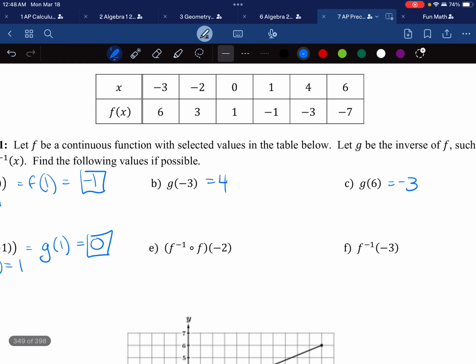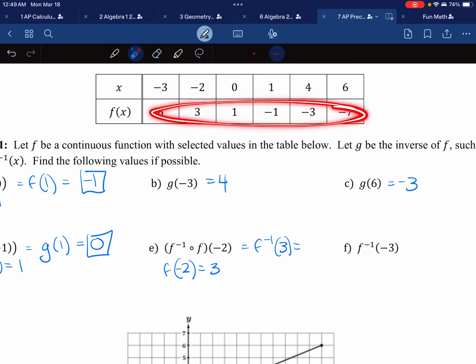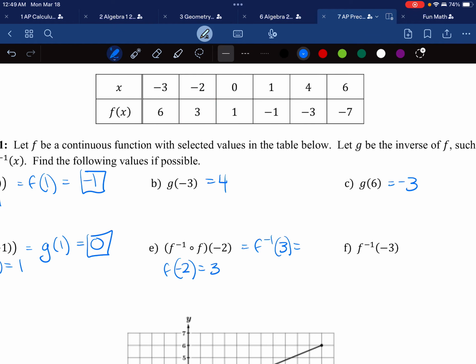All right, this one is using the of notation. So first I'm going to do f of -2. So this is just a normal f function. -2 goes to +3. And then finally, this is going to be equal to f inverse of that 3. So if I go backwards from a 3, I'm starting down here as opposed to starting at the top. I start with 3, I go backwards to -2.